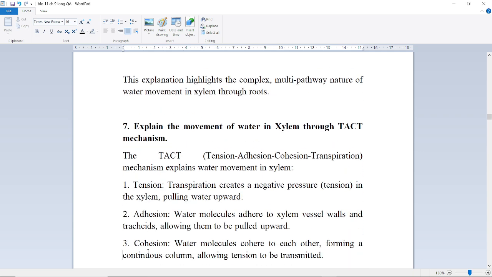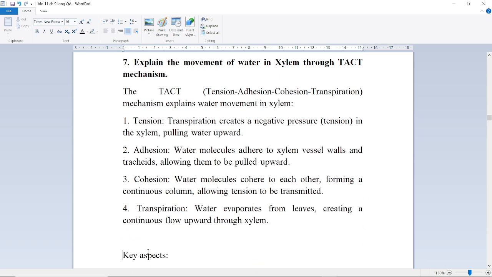Next question is: explain the movement of water in xylem through the TACT mechanism. The TACT, tension, adhesion, cohesion, transpiration, mechanism explains water movement in xylem. First of all, we see tension. Transpiration creates a negative pressure, or tension, in xylem, pulling water upward. Adhesion: water molecules adhere to xylem vessel walls and tracheids, allowing them to be pulled upward. Cohesion: water molecules cohere to each other, forming a continuous column, allowing tension to be transmitted. Transpiration: water evaporates from leaves, creating a continuous flow upward through xylem.